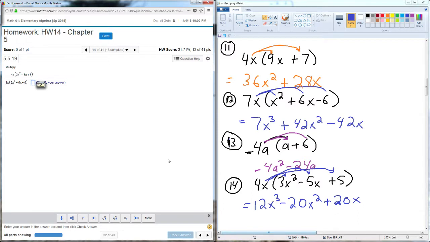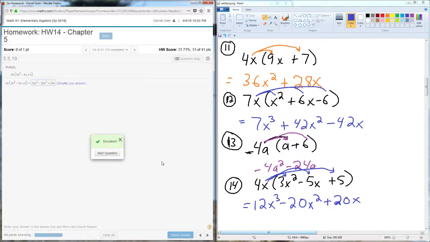Type in that answer. 12x shift up arrow, which is a 6. Type in a 3 in there for the third power. Right arrow to move out, minus 20x shift 6 to get that up arrow, 2, plus 20x, and then hit enter. And there it is. Fantastic.